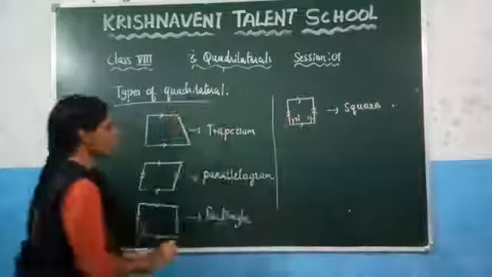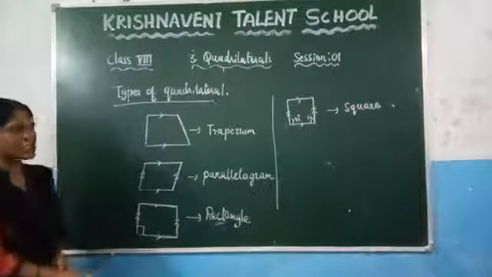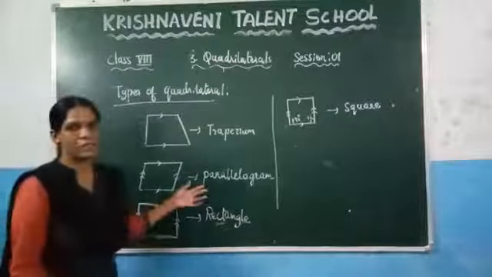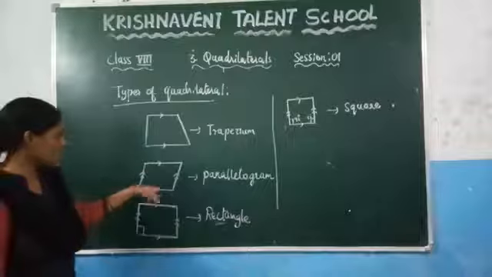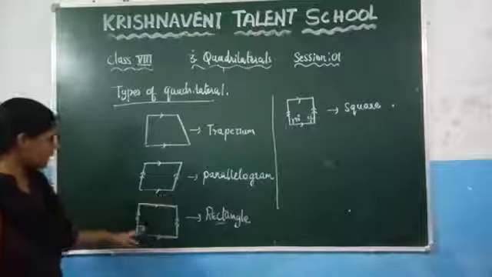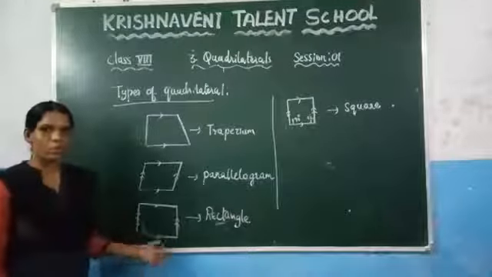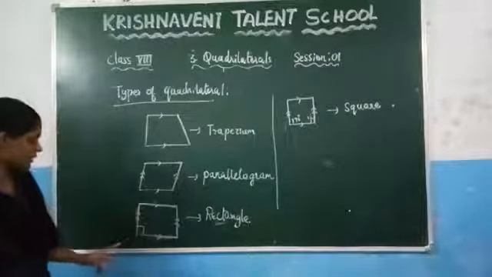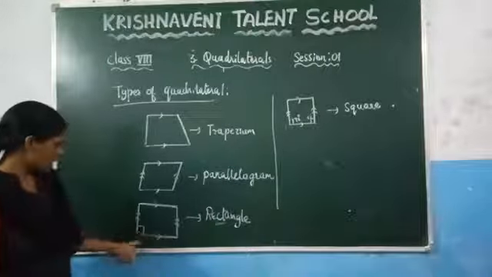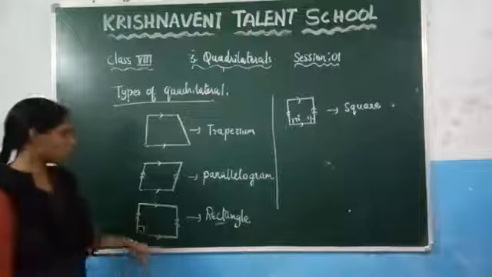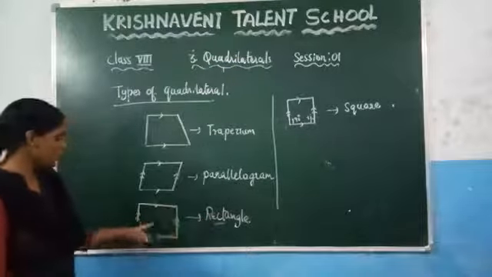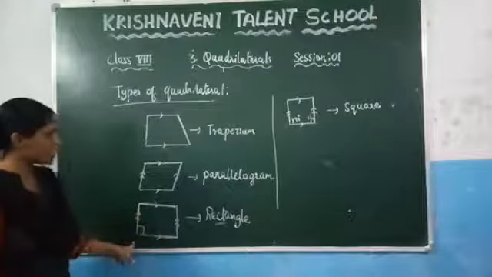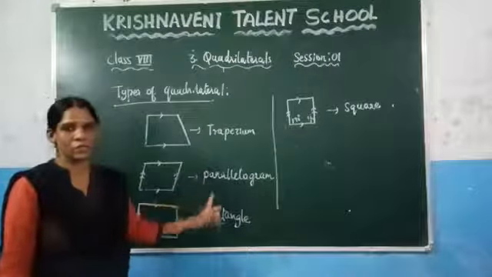So here we have discussed four types of quadrilaterals. The first one is the trapezium, in which only one pair of sides are parallel. Here two pairs of sides are parallel, and in this case also two pairs of sides are parallel, but there is one condition here: one angle should be 90 degrees. If that happens, you will get a special type of quadrilateral, which is a rectangle. And if the adjacent sides are equal, then you will get a special type of quadrilateral, which is a square.